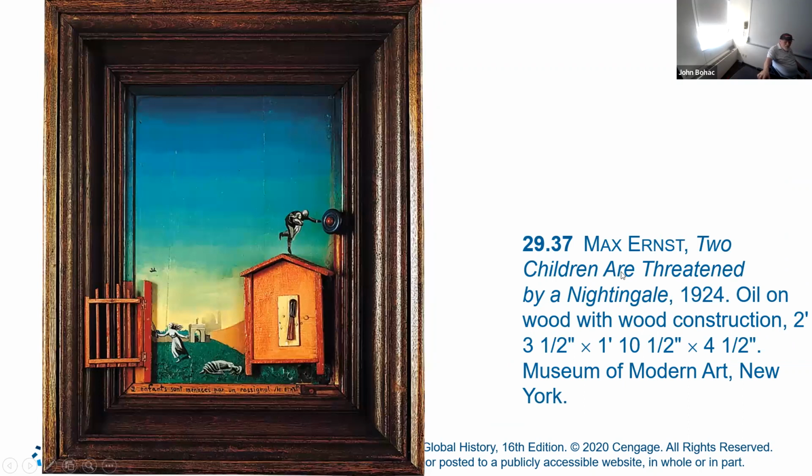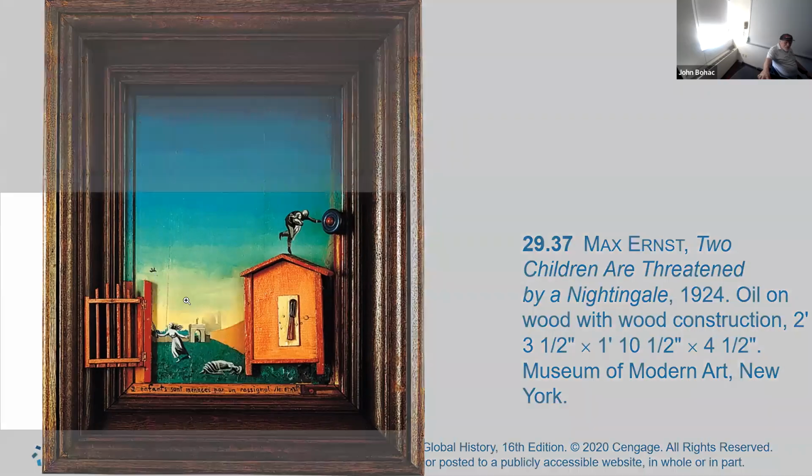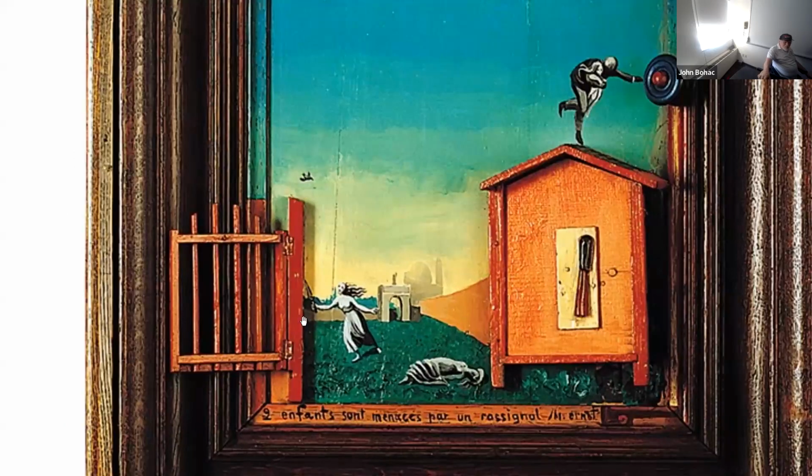Max Ernst. Two Children Are Threatened by a Nightingale. And this is a collage. Oil on wood with wood construction, and that's this stuff here. You can see here these children, they're running away. A nightingale should not frighten anyone. But this is coming out of a nightmare. And I suppose this is the nightingale here. You can zoom in on that. Right there, and there's the two children.